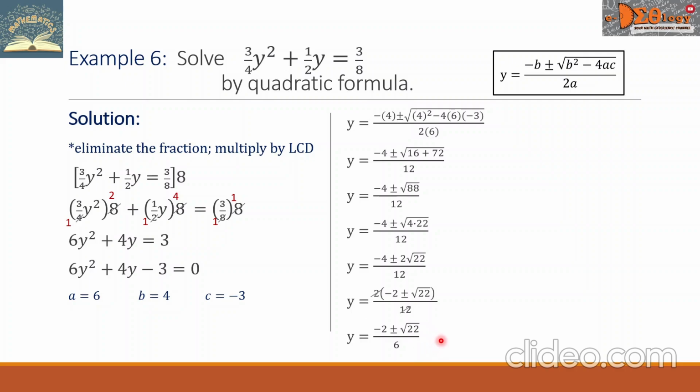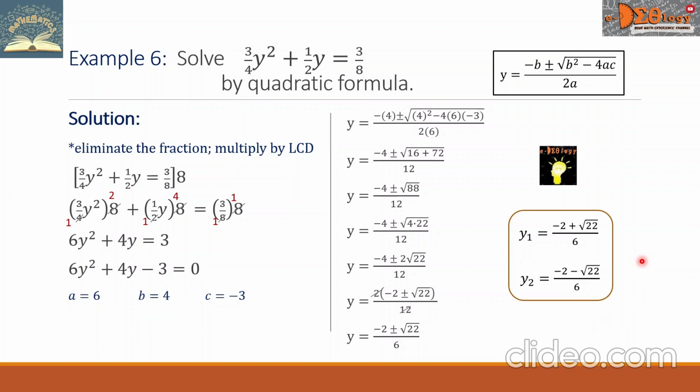Now let us show the values of y. One value is using the positive. So we have y sub 1 equals negative 2 plus the square root of 22 all over 6. The other one, y sub 2, using the negative. So negative 2 minus the square root of 22 all over 6. These are the values of y.